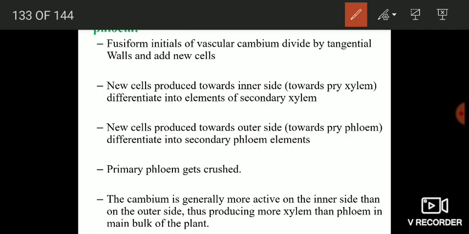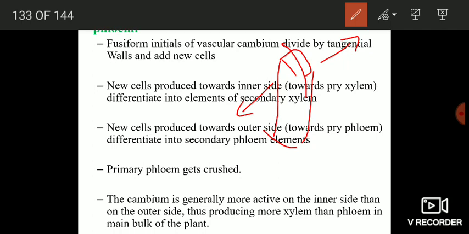The fusiform initials of vascular cambium divide by tangential walls and add new cells. The fusiform initials, as I told you, are vertically elongated cells. They divide by tangential walls, and it will result in the formation of cells which will go both towards the periphery and towards the center. That means fusiform initials add cells both towards the center of the stem as well as towards the periphery by dividing tangentially.